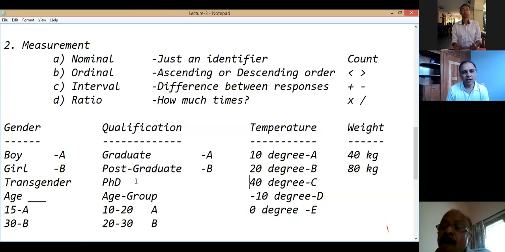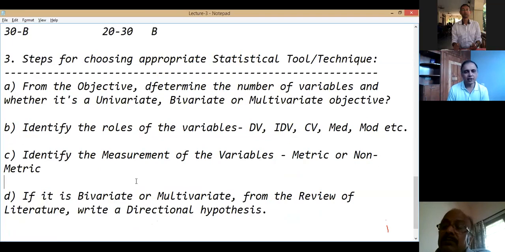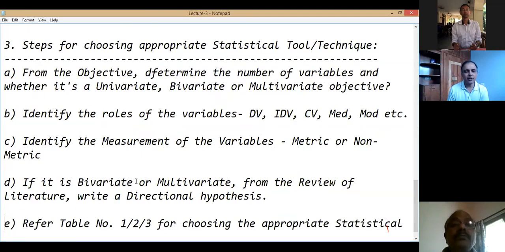On the basis of these, we devise, and now let's write certain steps. So now friends, we are reaching towards the end of our session. These are some of the steps. I'm concluding what I have discussed in the 3 topics, and these are basically the steps for choosing the appropriate tool and technique.